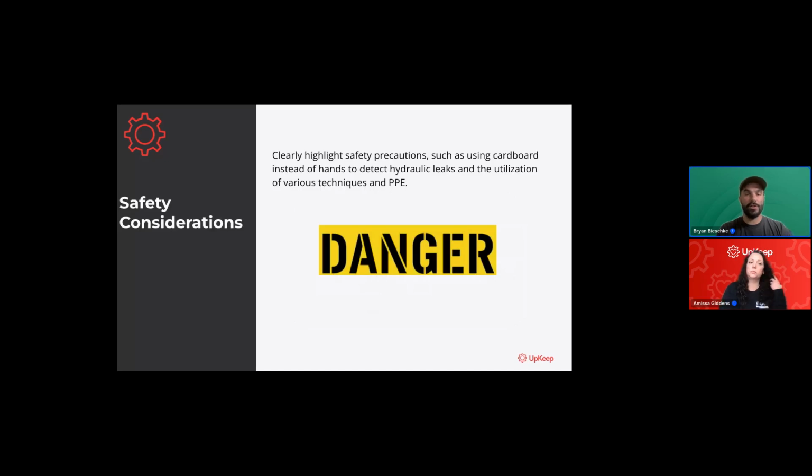Safety considerations. We touched on this a little bit. Clearly highlight safety precautions, like my example with using cardboard on hydraulic, but it also is about utilization of various testing techniques and PPE. If something is required that has a threat or a risk to life, EHS, compliance, make sure it is called out in your PM task.